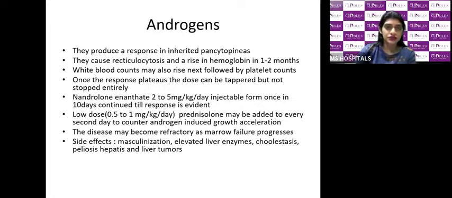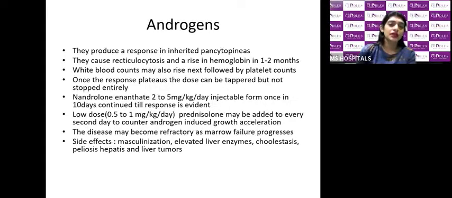So here you can see androgens is one line of management. They produce a response in inherited pancytopenias. They cause reticulocytosis and a rise in hemoglobin in 1 to 2 months. White blood counts may also rise next, followed by the platelet counts. Once the response plateaus, the dose can be tapered but not stopped entirely.